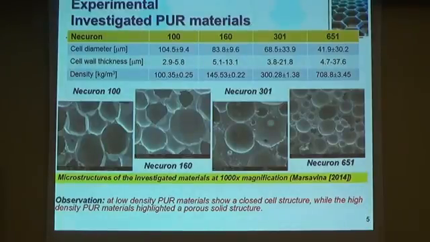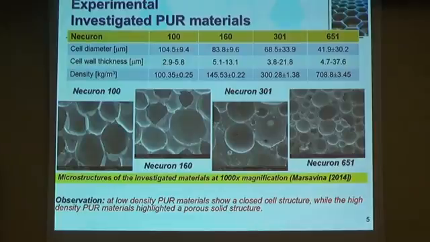So we investigated many types of densities for these cellular materials. Most of the results that I present today are for the different densities: 100 kilogram per cubic meter, 150, 300 and 651, which are manufactured by a German company, Necumer, and they have the commercial destination Ecuron.